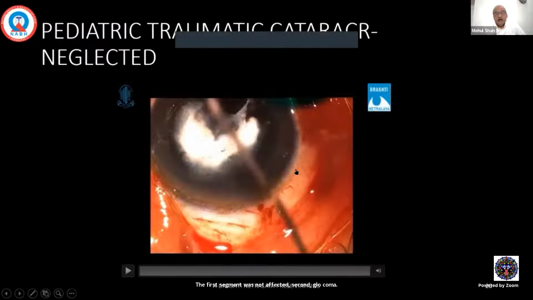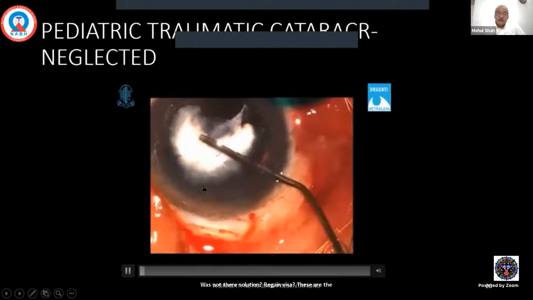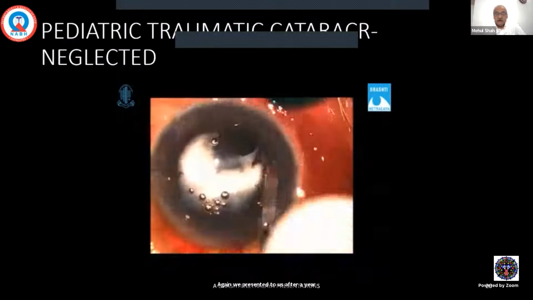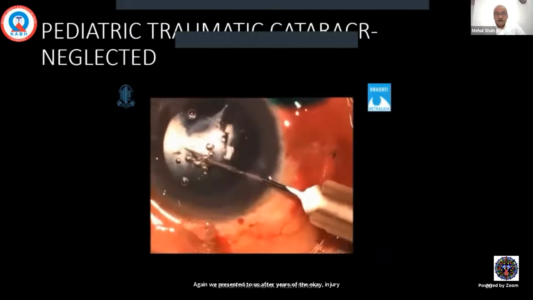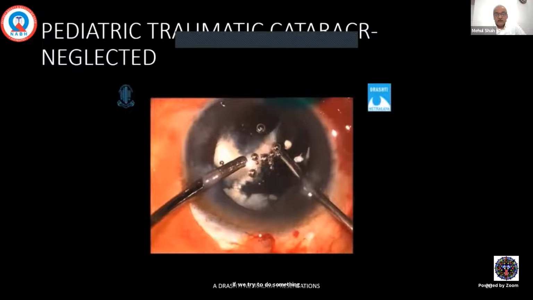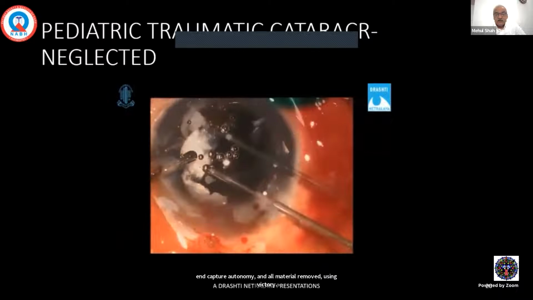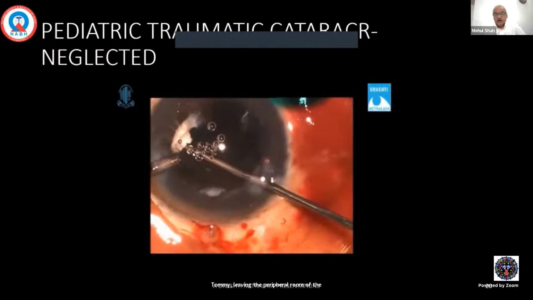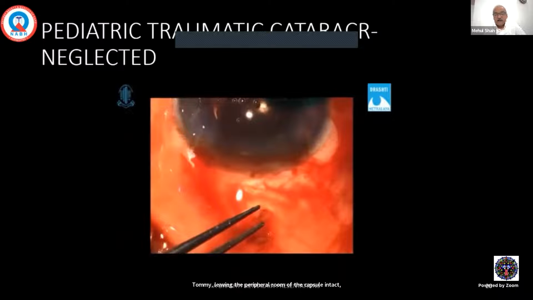These are neglected patients, again, who presented to us after years of ocular injury. If we try to do something forceful, we tried to do the anterior capsulotomy and remove all material using vitrectomy, leaving the peripheral rim of the capsule intact, and use a sulcus fixated lens.